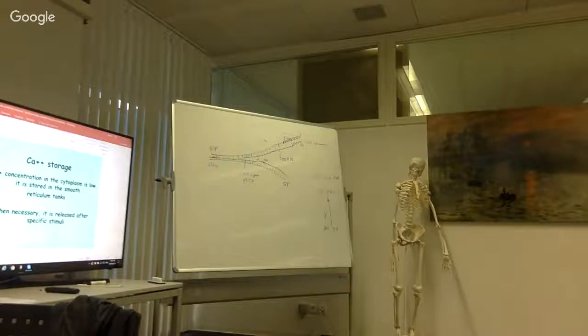The third function played by the smooth endoplasmic reticulum is storage of calcium. Perhaps you know that calcium concentration in the cytoplasm is very low, but in some cases it is important that this concentration increases. When calcium is needed in the cytoplasm, it is released from smooth endoplasmic reticulum.